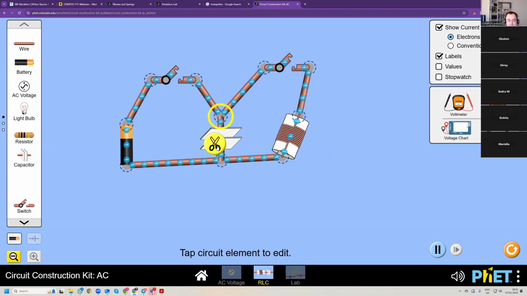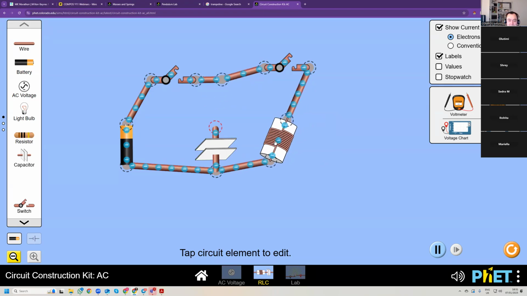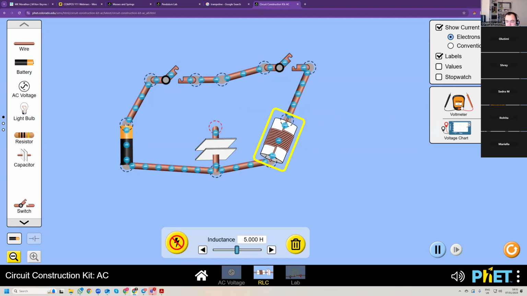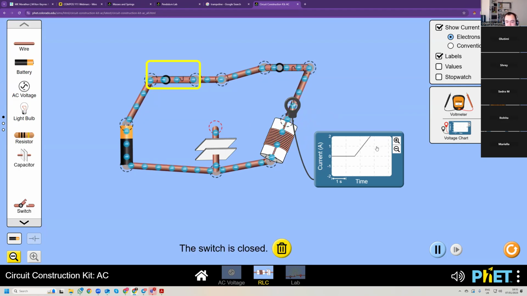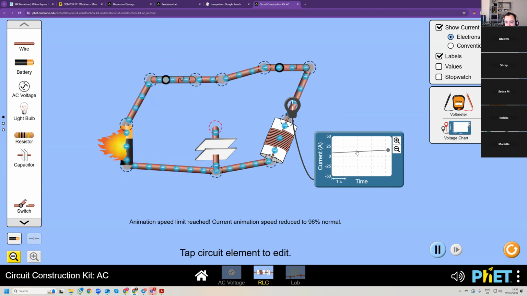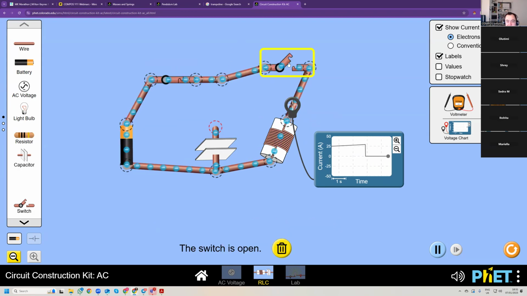Let's see what happens if we plug the inductor into a battery. Measure the current. Let's switch the battery on, and you can see the current increases, but it doesn't increase instantly, it increases steadily. So the inductor slows down the increase of current. Once again, it increases, drops, increases, drops.